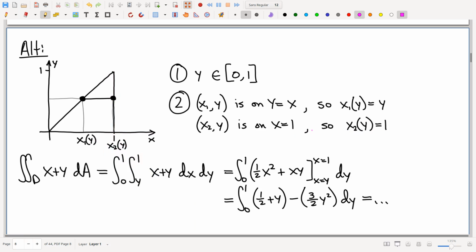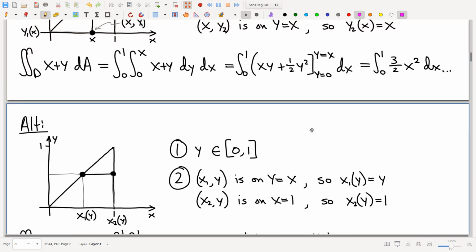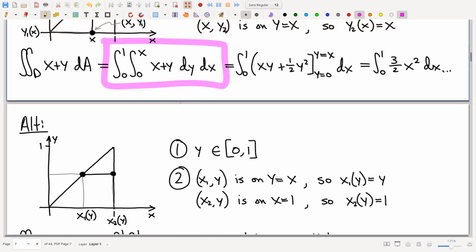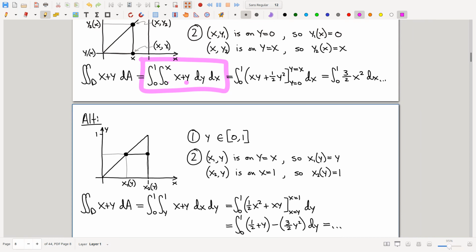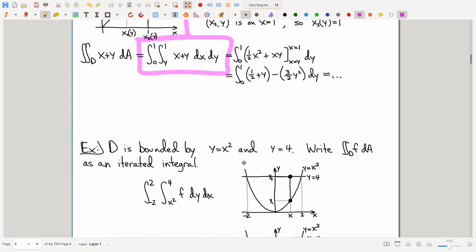So how do you decide whether you should do it dy dx or dx dy? Which one of these is better? In this case, I don't think it really matters much one way or the other. It's pretty much the same. But sometimes it really will make a difference. And so you do, if possible, want to make some good choices.